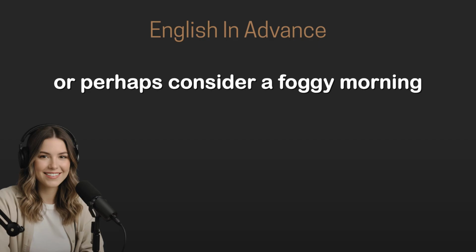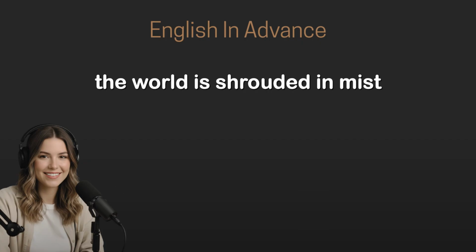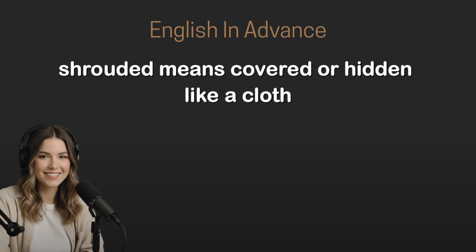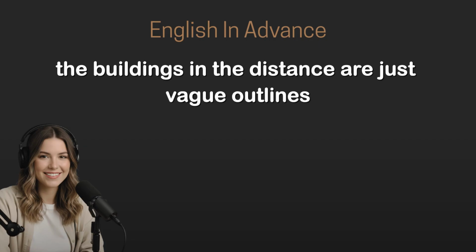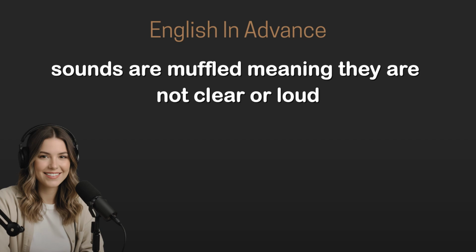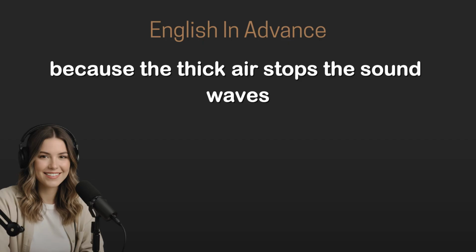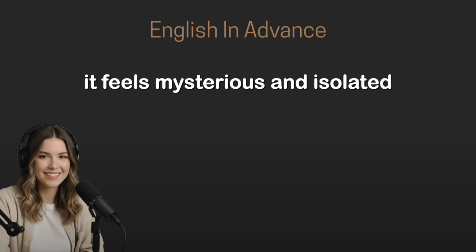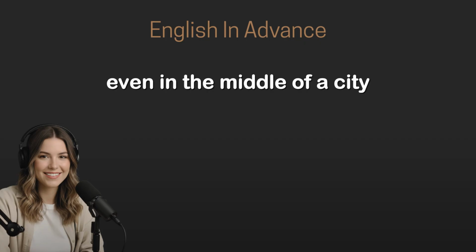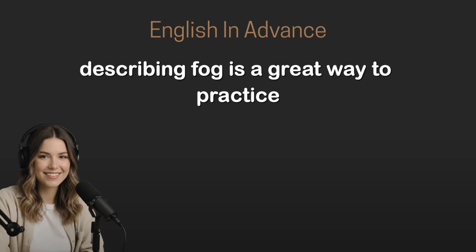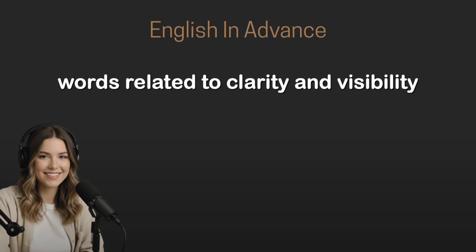Or perhaps consider a foggy morning. The world is shrouded in mist. Shrouded means covered or hidden like a cloth. The buildings in the distance are just vague outlines. Sounds are muffled, meaning they are not clear or loud because the thick air stops the sound waves. It feels mysterious and isolated, even in the middle of a city. Describing fog is a great way to practice words related to clarity and visibility.